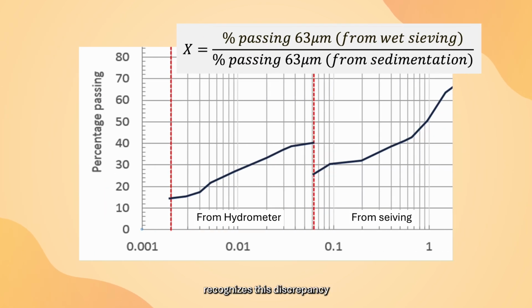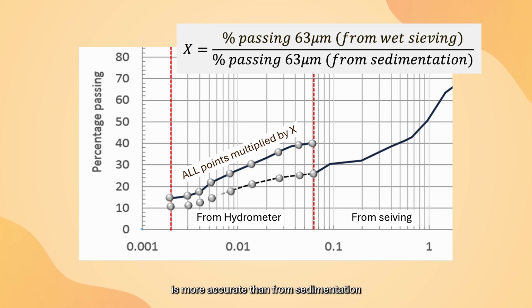Geospec theory recognizes this discrepancy and provides a solution by using a modification factor X to create a continuous PSD curve. This method assumes that the distribution obtained from sieving is more accurate than from sedimentation. The modification factor X is obtained from the equation as shown here. You may notice that in this method, the percentage passing the 63-micron sieve obtained from wet sieving is used as a reference value. Once we have calculated the factor X, all sedimentation test results are multiplied by this factor. Then, the gap between sieving and the sedimentation test results can be bridged to create a continuous PSD curve.